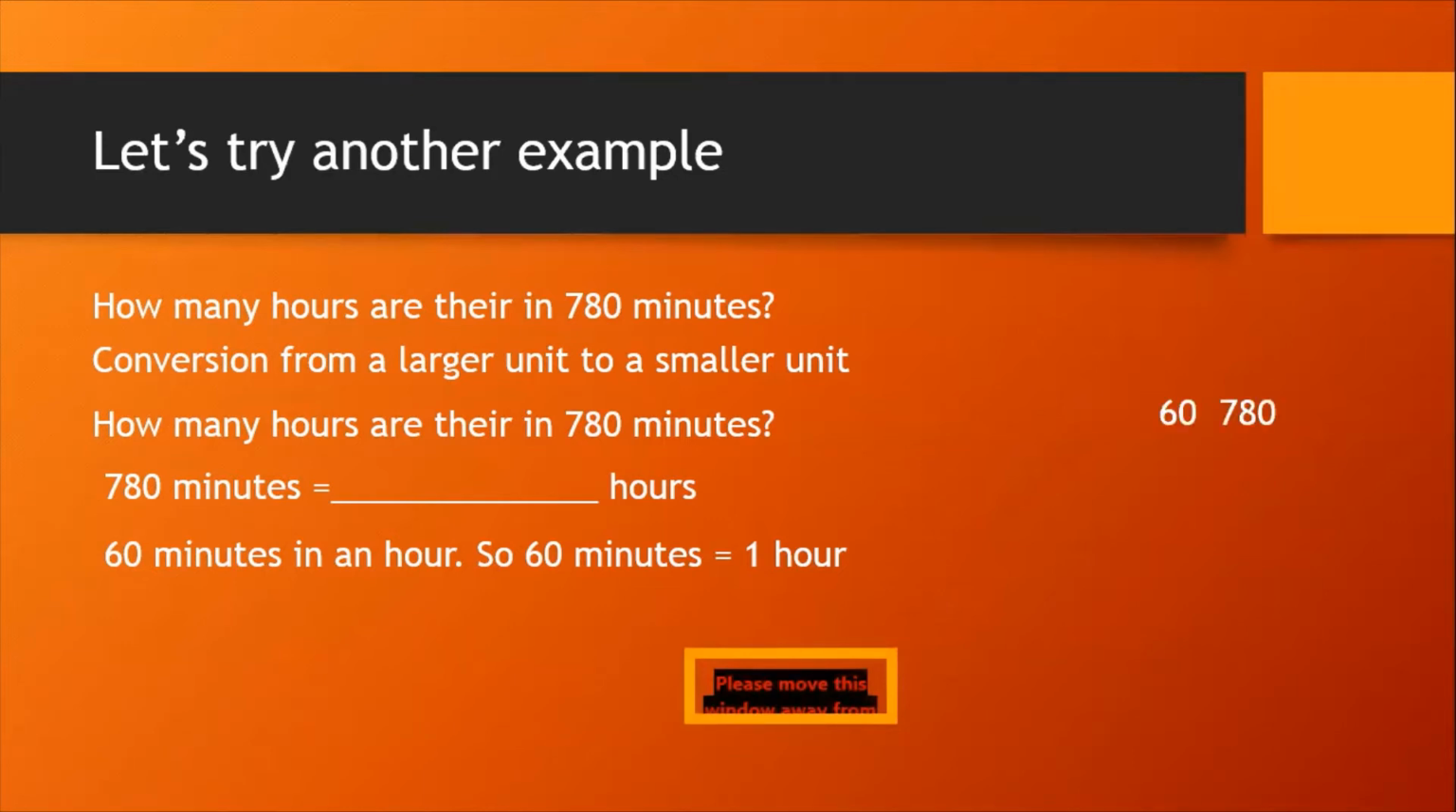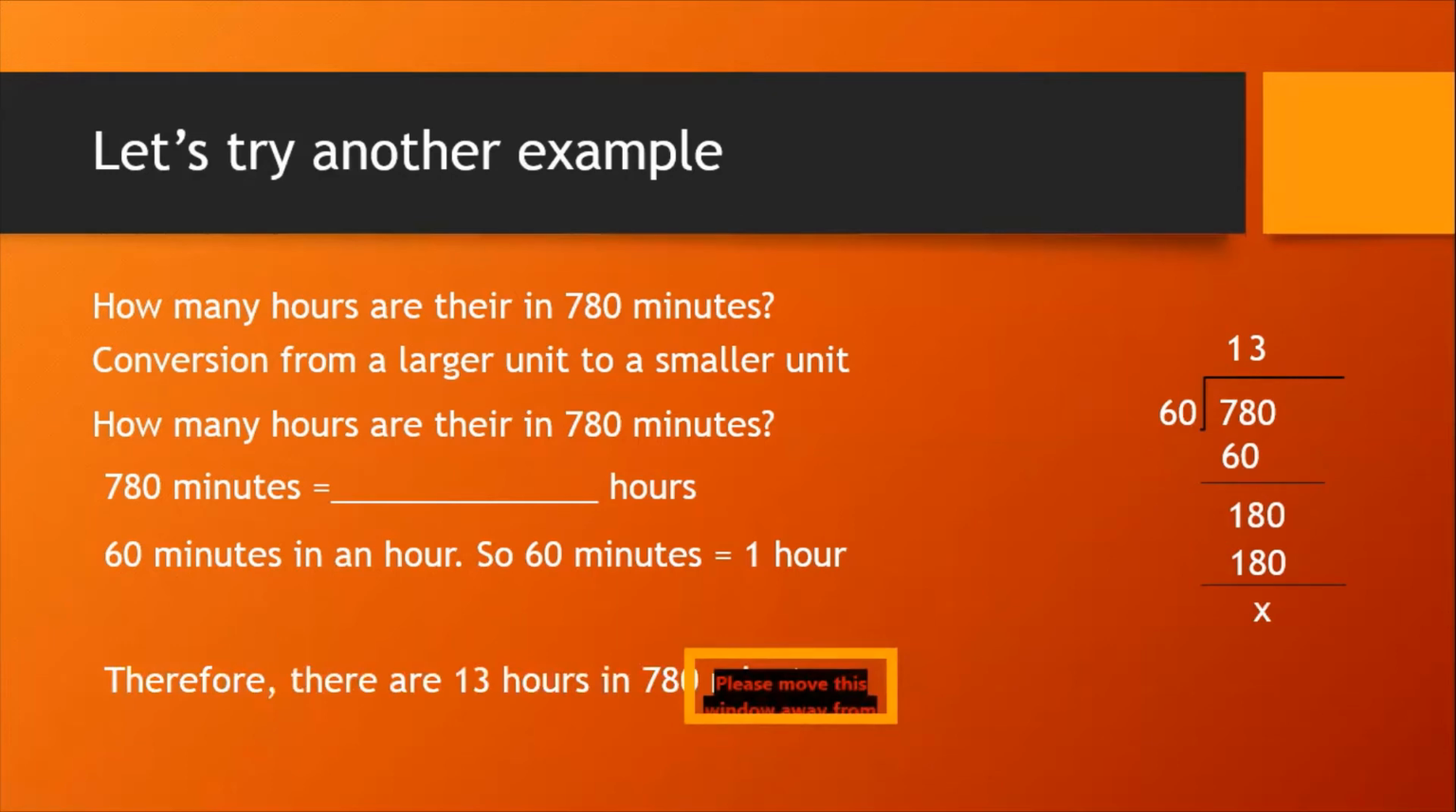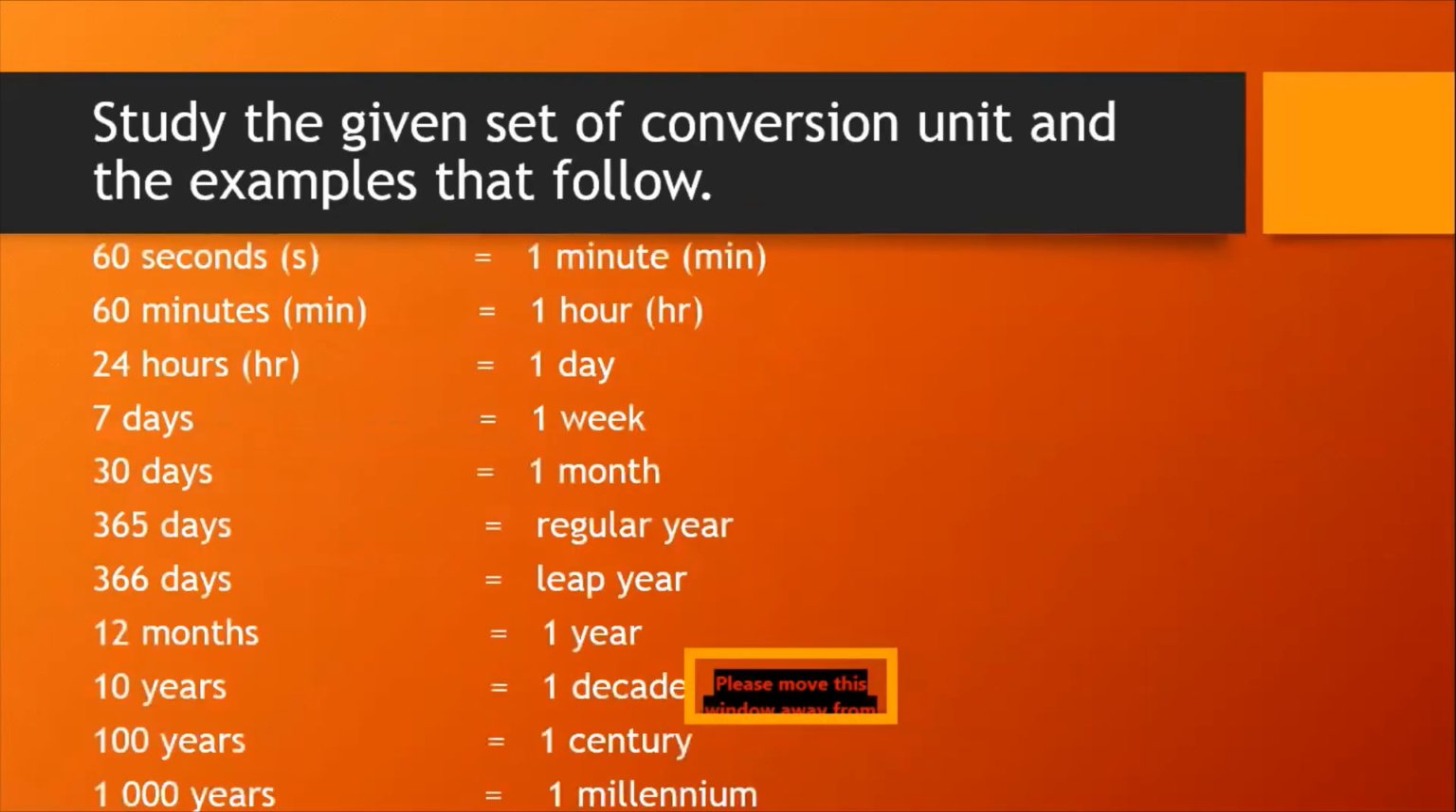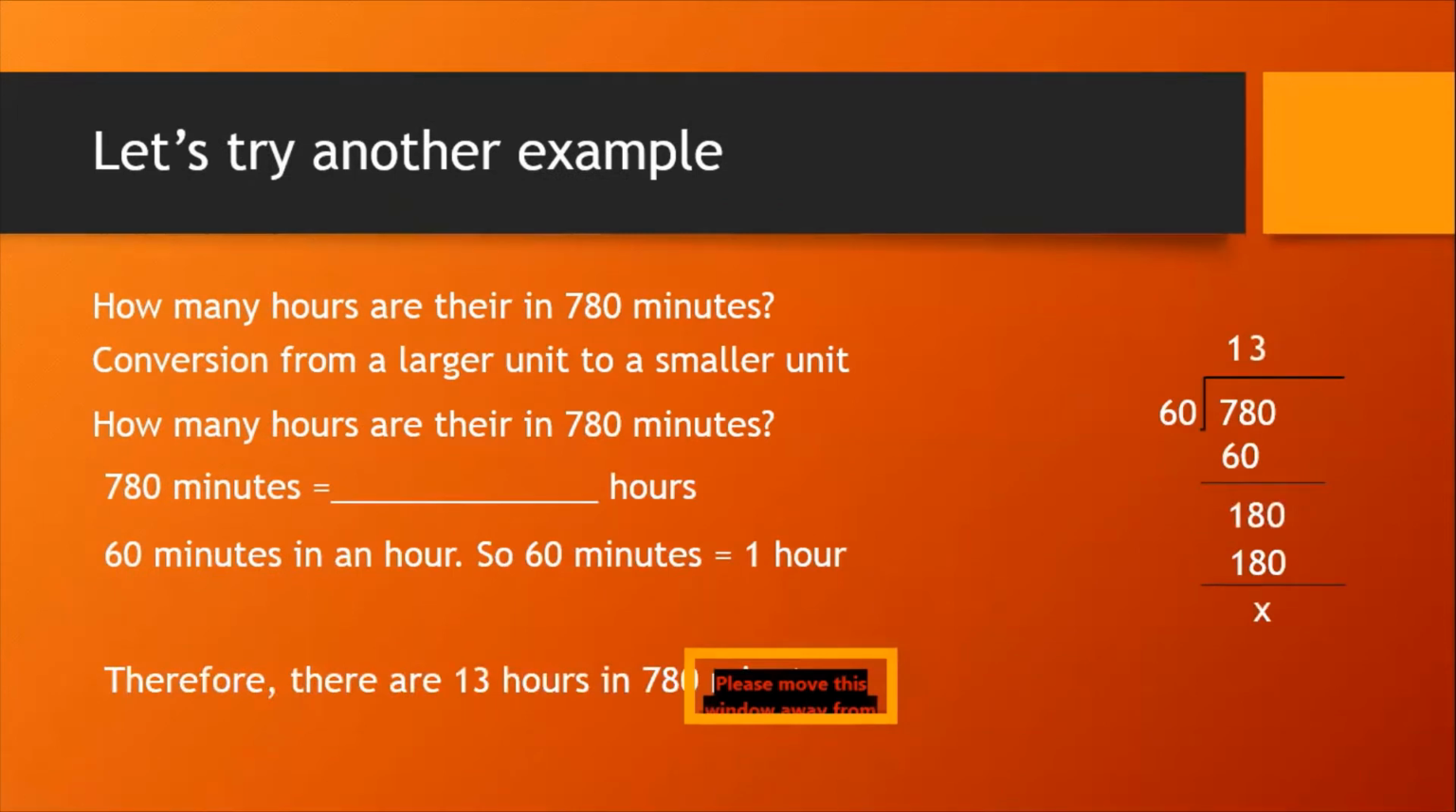So in this case, we are going to divide 780 by 60. 78 divided by 60, we have 1. 1 times 60 is 60. 78 minus 60, the answer is 18. Bring down 0 to make it 180. 180 divided by 60 is 3. 3 times 60 is 180. 180 minus 180 is 0. Therefore, there are 13 hours in 780 minutes.